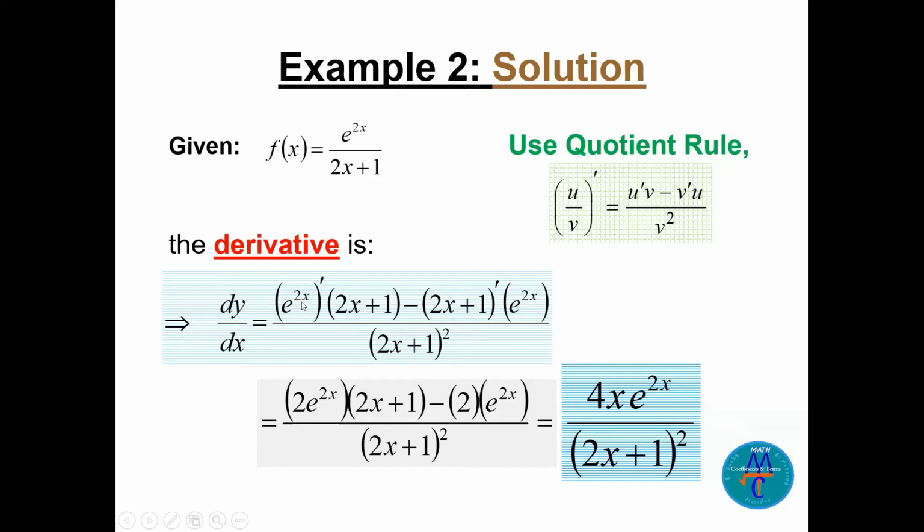e to the power 2x, the derivative of the u here will be 2 times e to the power 2x. This, leave it. The derivative of 2x plus 1 is only 2. So what can we do? Just simplify, multiply here, 4x e to the power 2x, and then plus 2 e to the power 2x, you can cancel, and it will be 4x e to the power 2x divided by all this squared.